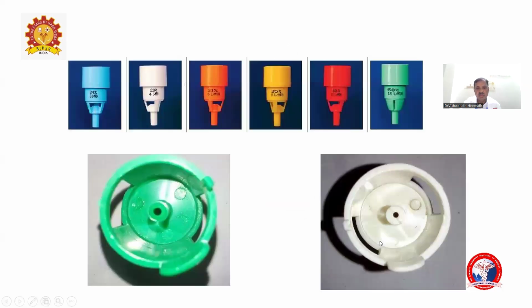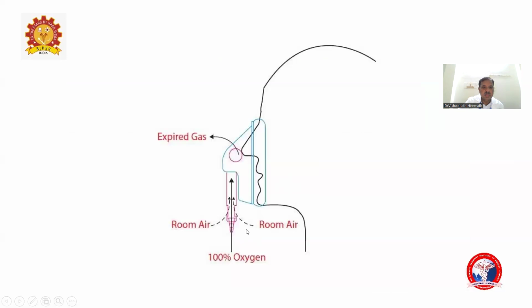The mask provides fixed oxygen concentrations at flow rates of 2 liters, 4 liters, 6 liters, 8 liters, 10 liters, and 15 liters per minute. The FiO2 provided is 24%, 28%, 32%, then 35%, 40%, and 60%, with entrainment of room air.